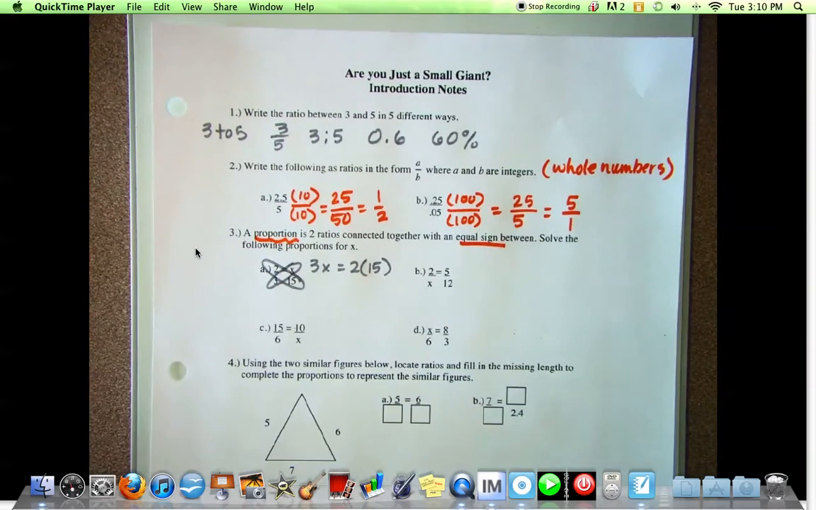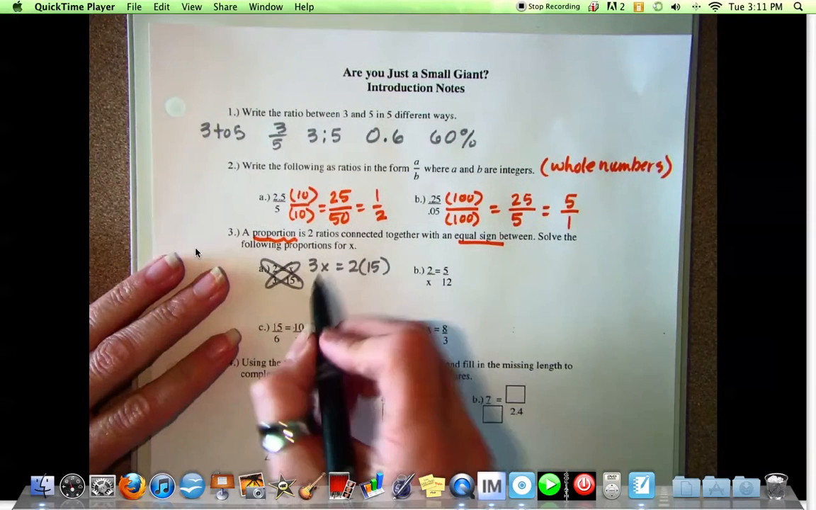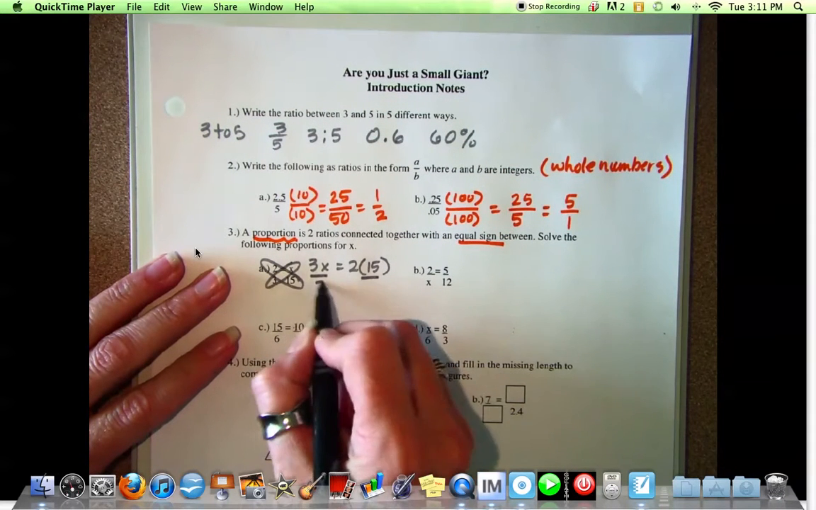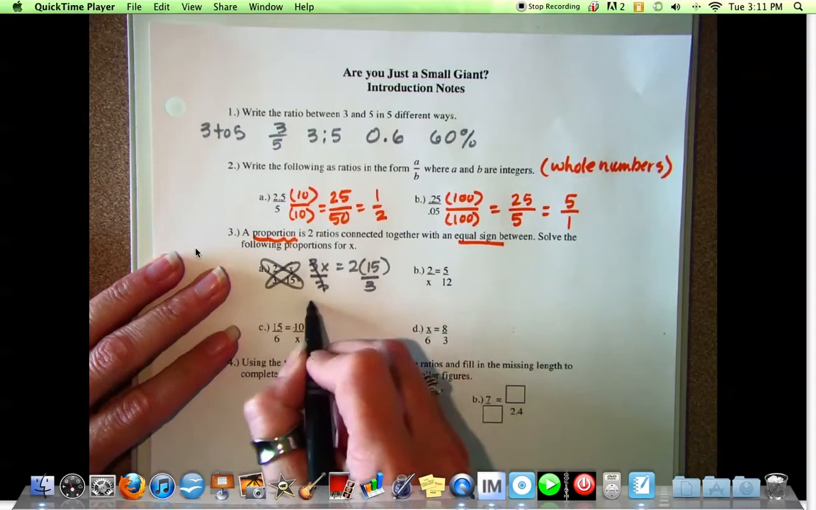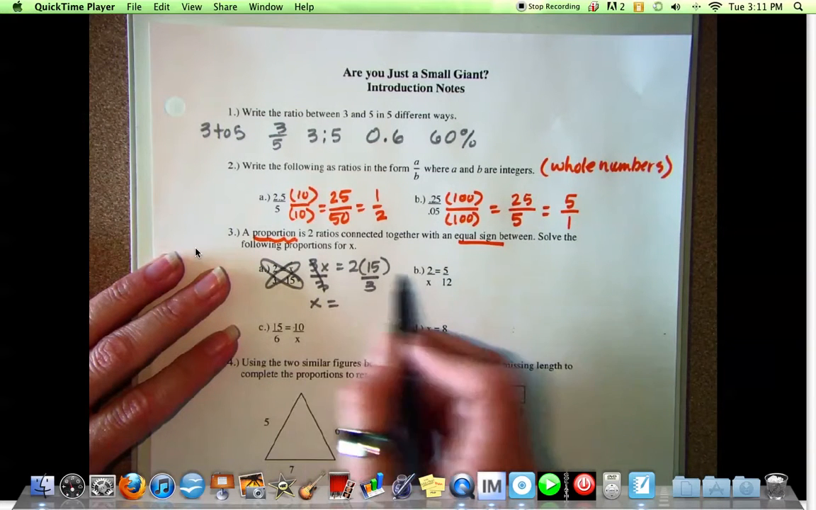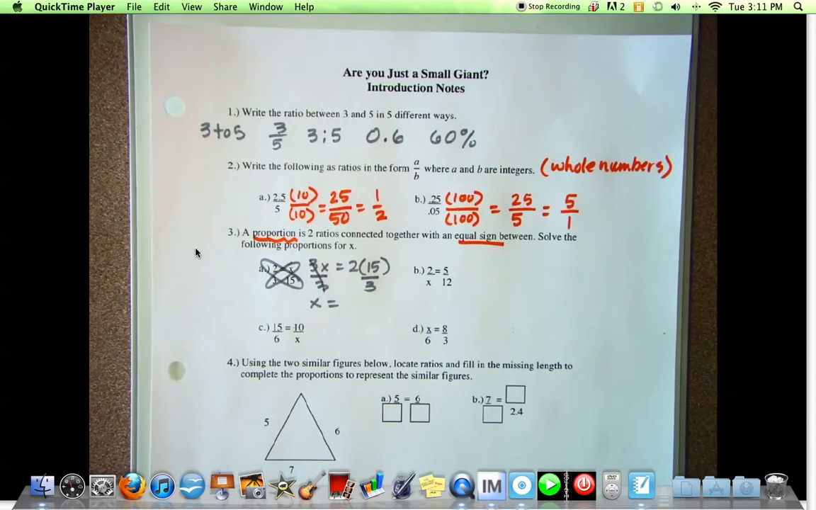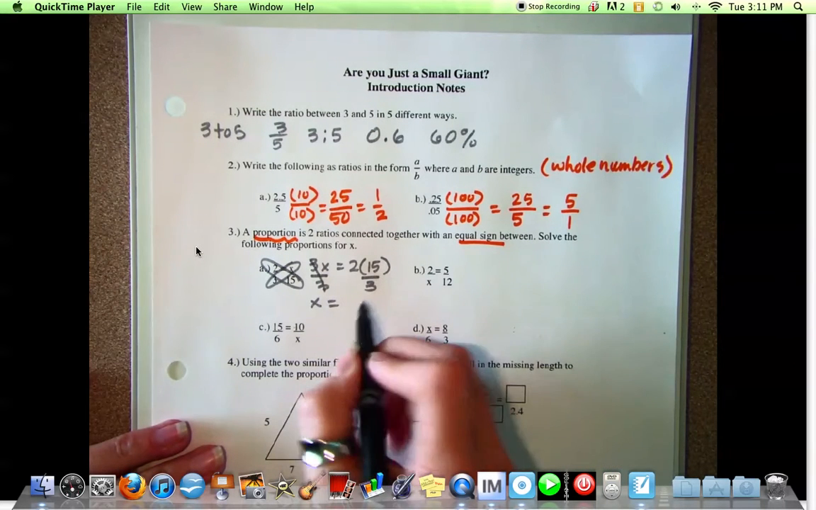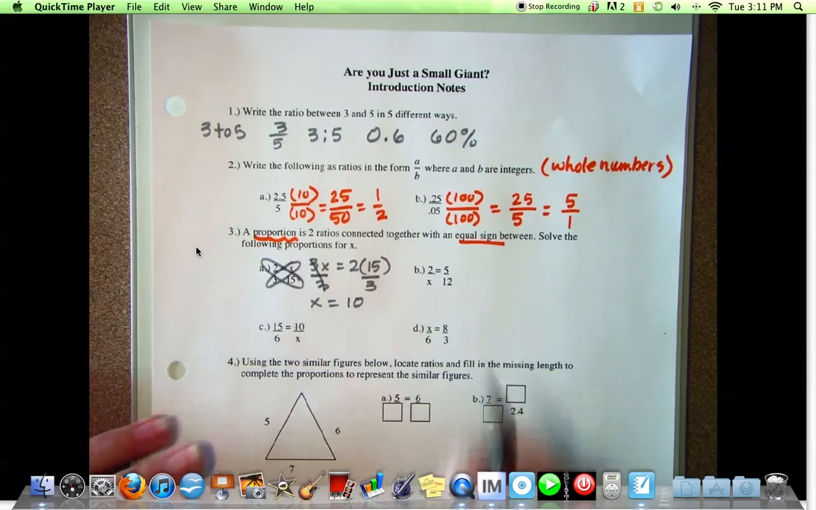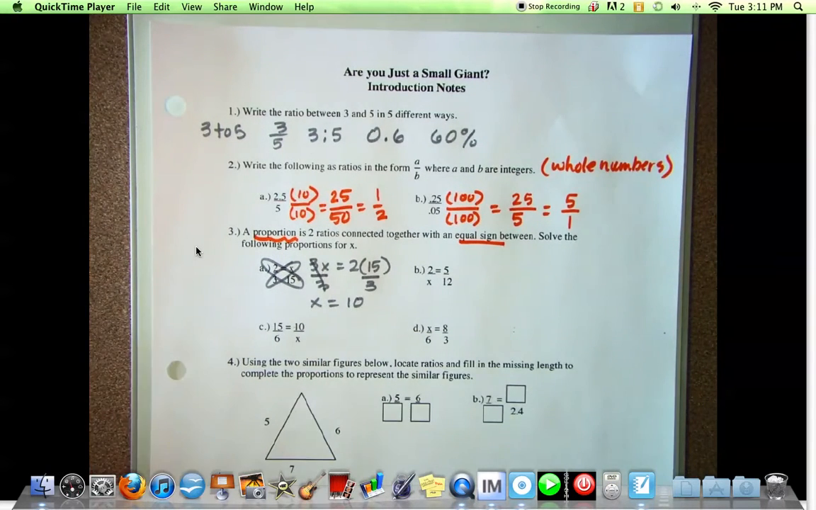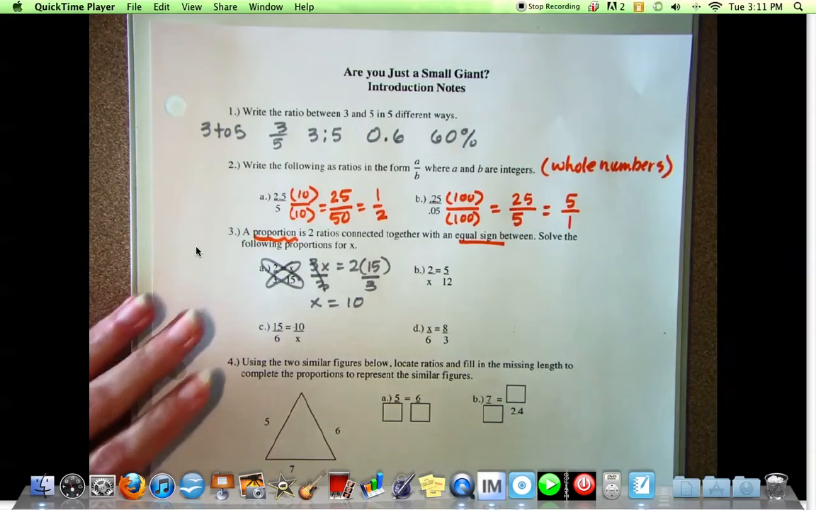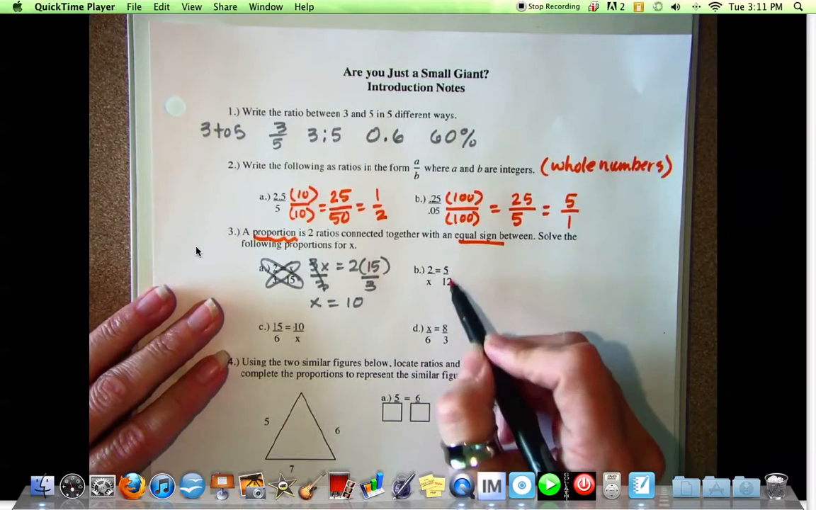The object is to get the x by itself. So what are we going to do to both sides? Divide by 3. So x equals 2 times 15, which is 30, divided by 3, which is 10. B, cross multiply.